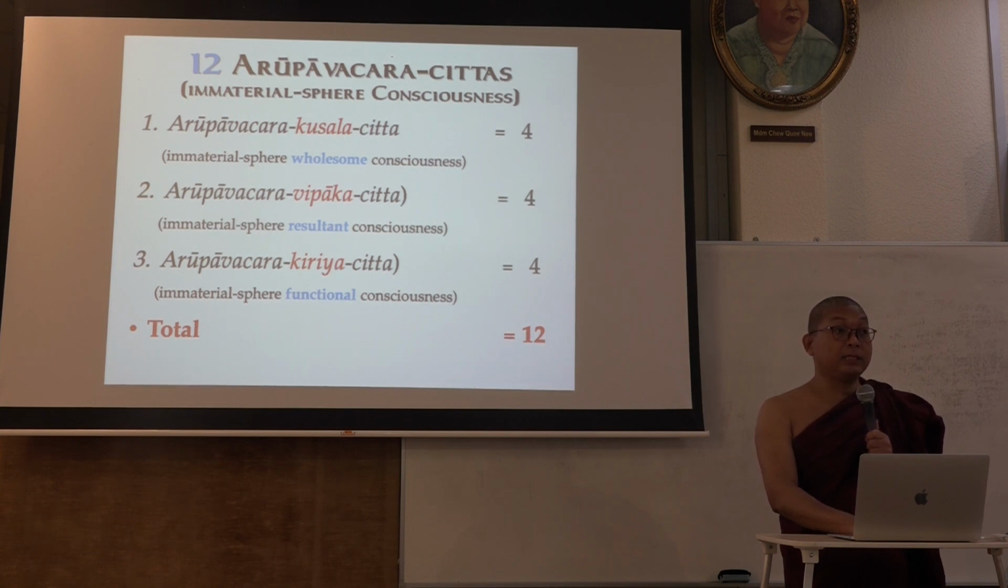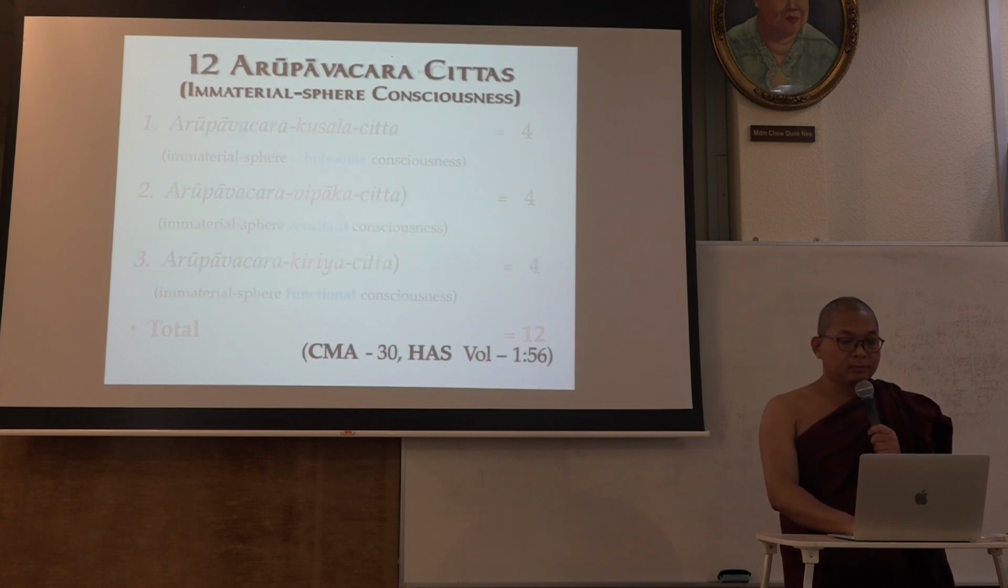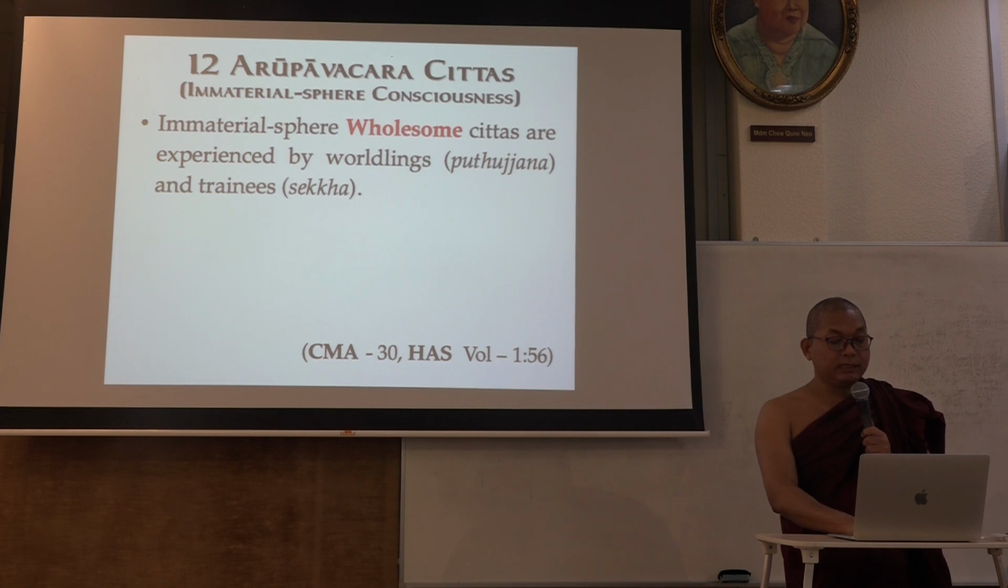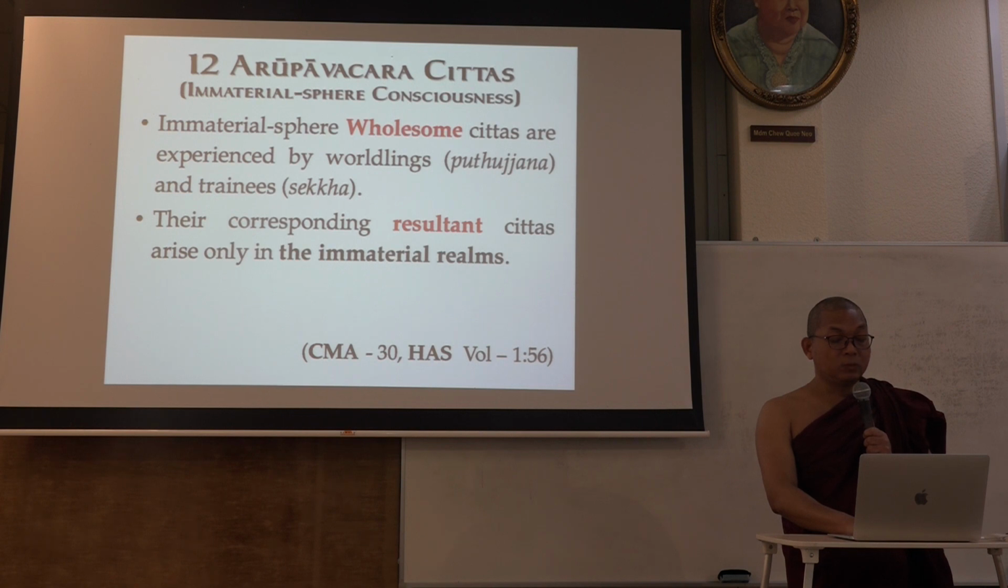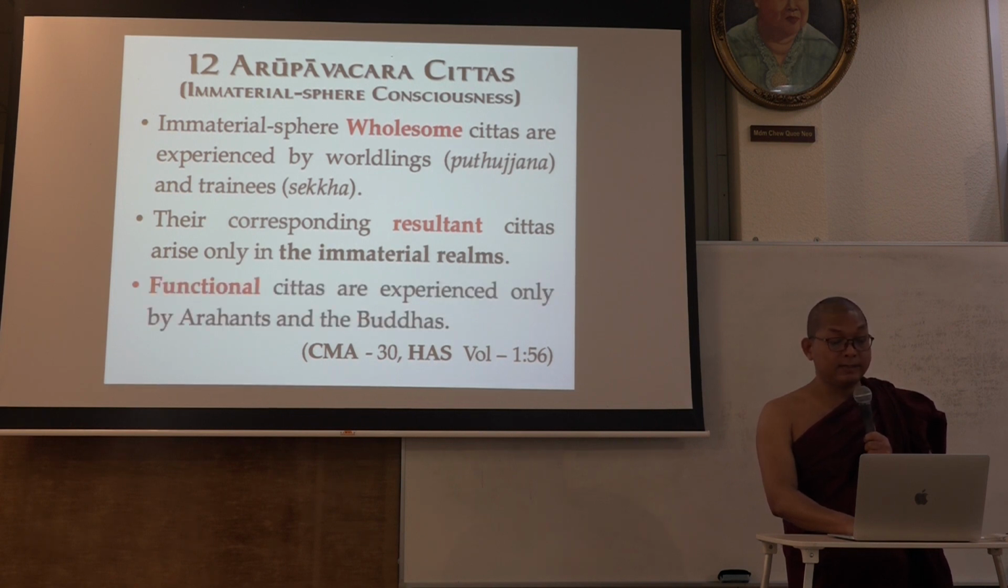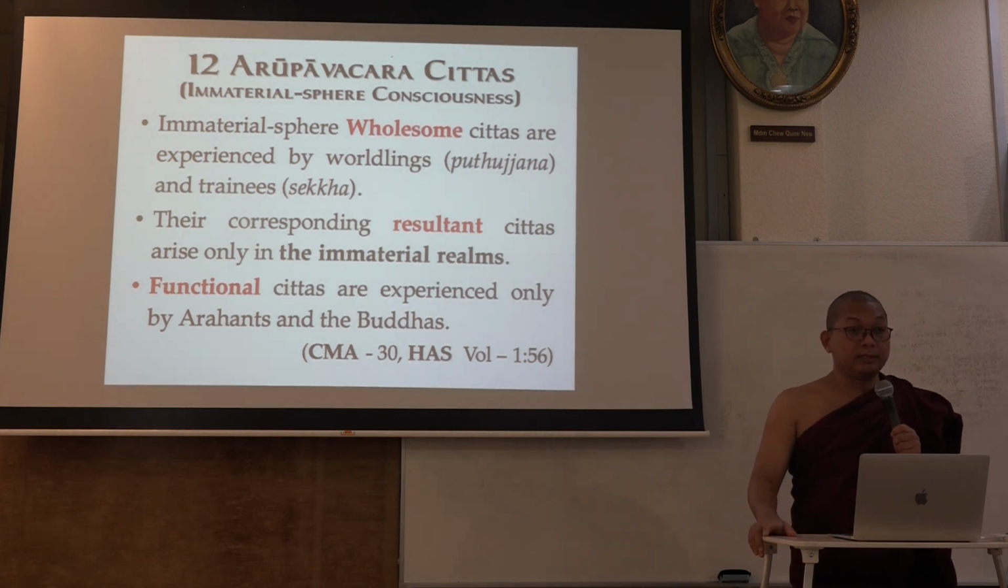For Arahants, the Buddha and Paccekabuddhas, they are kriya chetas. When they enter arupa jhana, we call it kriya chetas. But for Puthujjanas, Sotapannas, Sakadagamis, and Anagamis, it is kusala. And the four vipaka chetas arise in the arupa Brahma realm: the moment you have a rebirth there, the moment you are staying there, the moment you die there. Those four arupa vipaka chetas will do their function. So here, wholesome chetas arise in worldlings and trainees, vipaka chetas arise only in the immaterial realm, and functional chetas are experienced only by Arahants, the Buddhas and Paccekabuddhas.